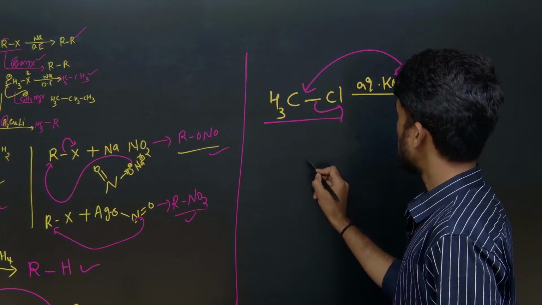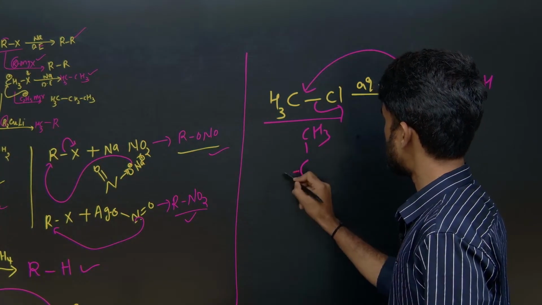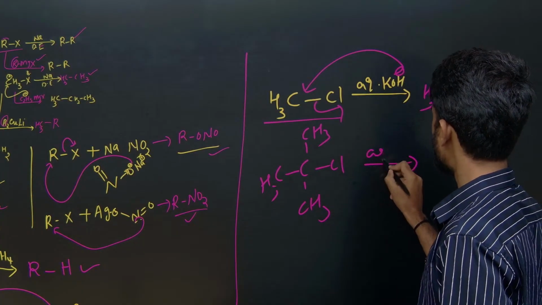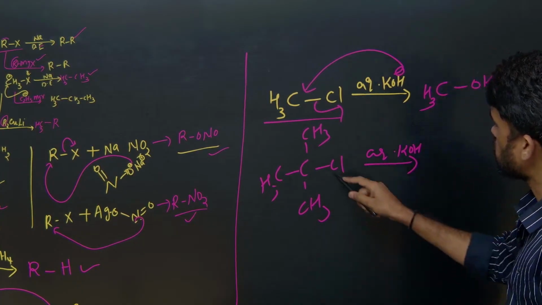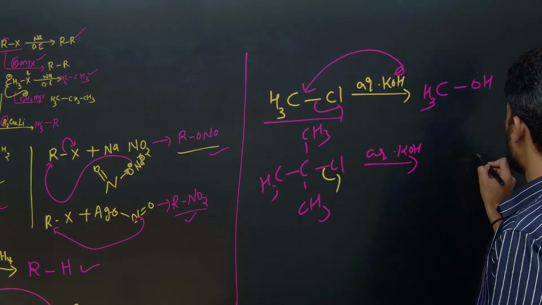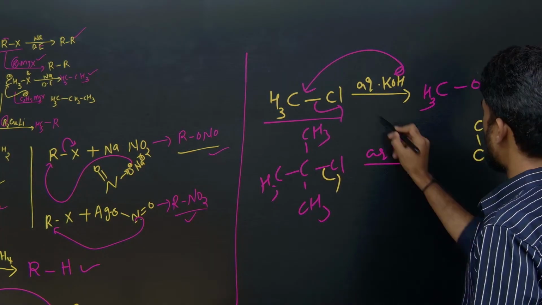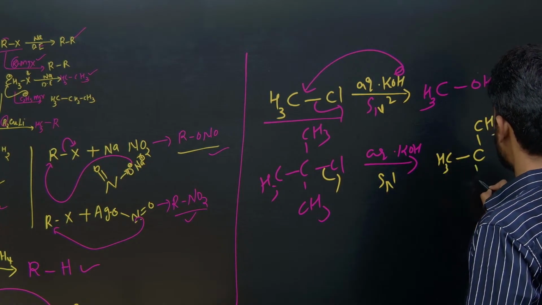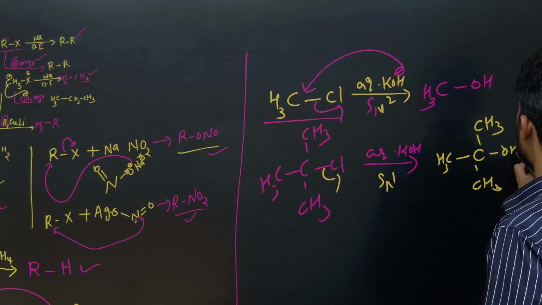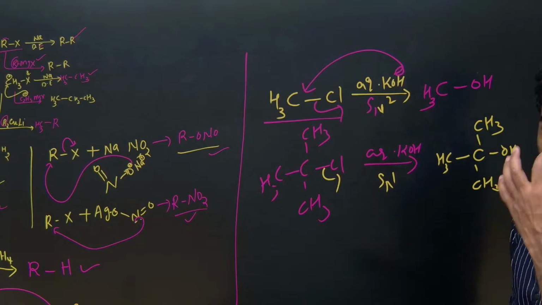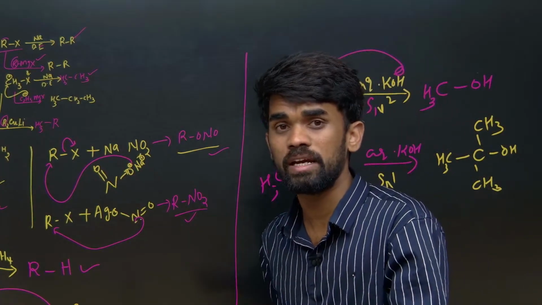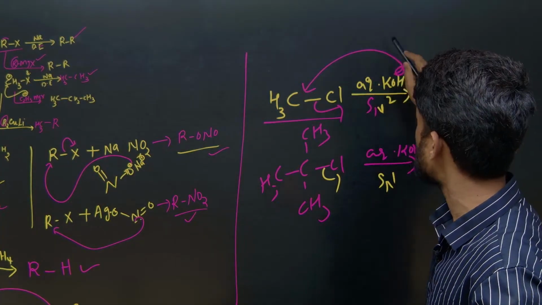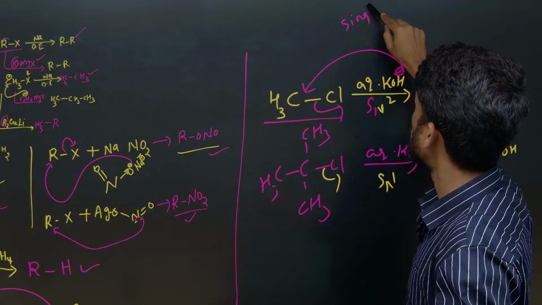Now if it is a tertiary halide and the same aqueous KOH is given, we also just remove this chlorine and replace it with OH, but the mechanism followed here is SN1, whereas earlier it was SN2. It means in the SN1 reaction we have a carbocation intermediate, and in the SN2 reaction there is no intermediate, directly product formation. The SN2 reaction is a single step reaction.